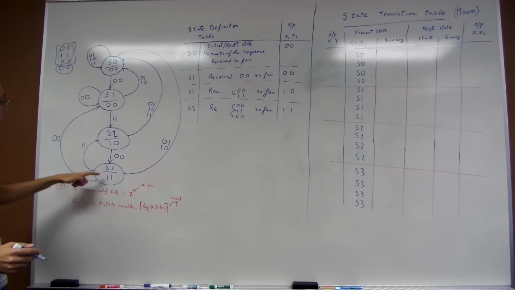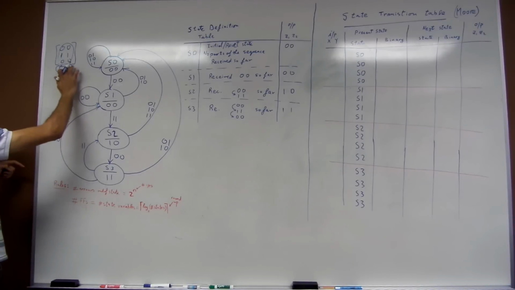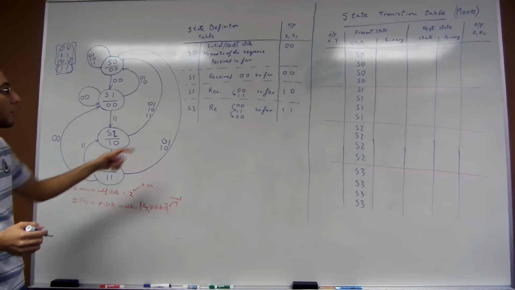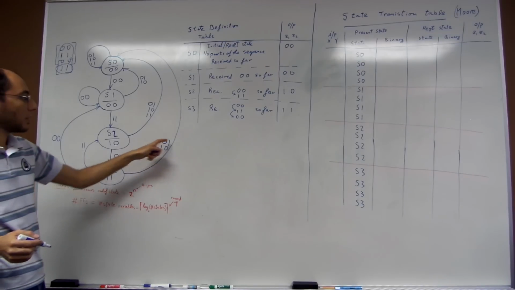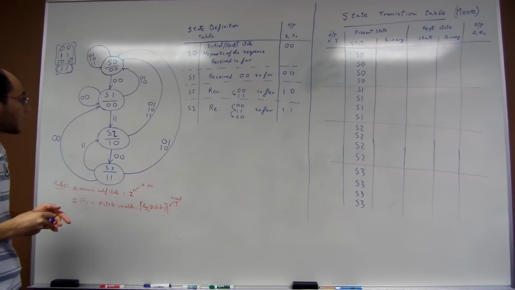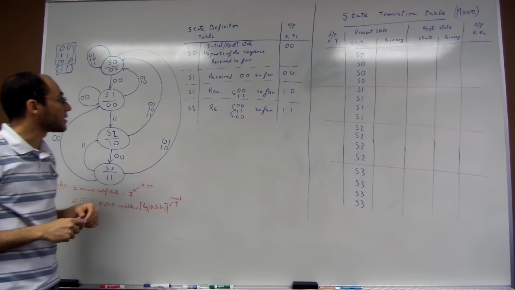And if I receive a 1,1 instead of this 0,0, this constitutes a part of the sequence that I'm looking for. So that's why I go back to state S2. And again the 0,1 messes up everything and resets the system back to the initial state.